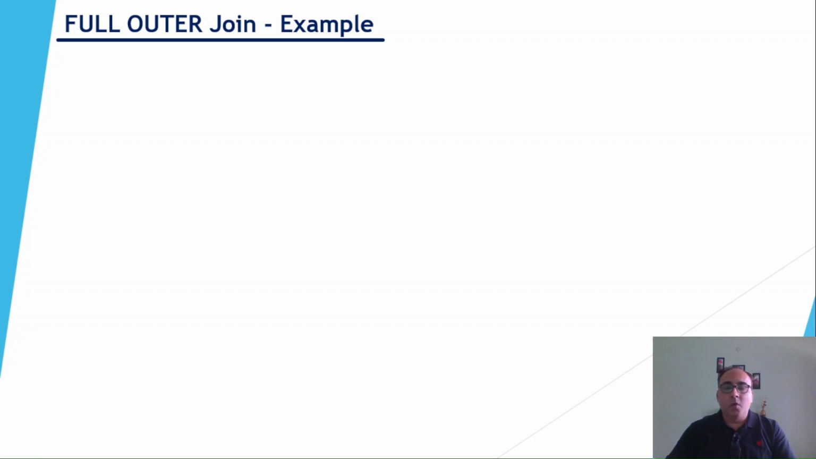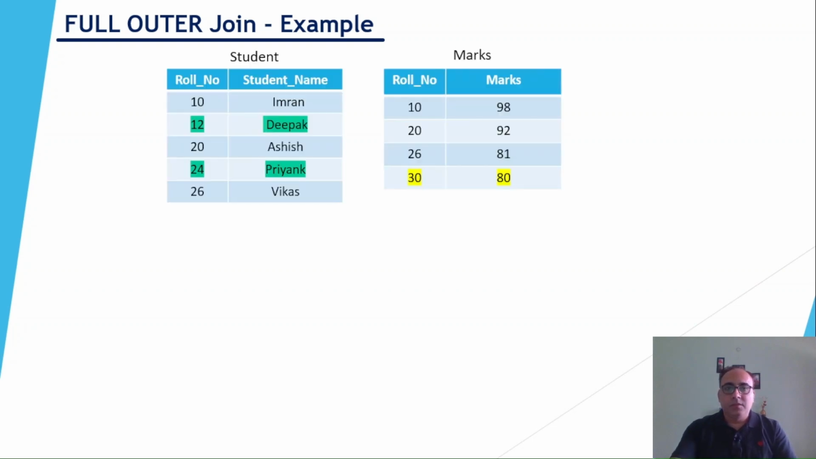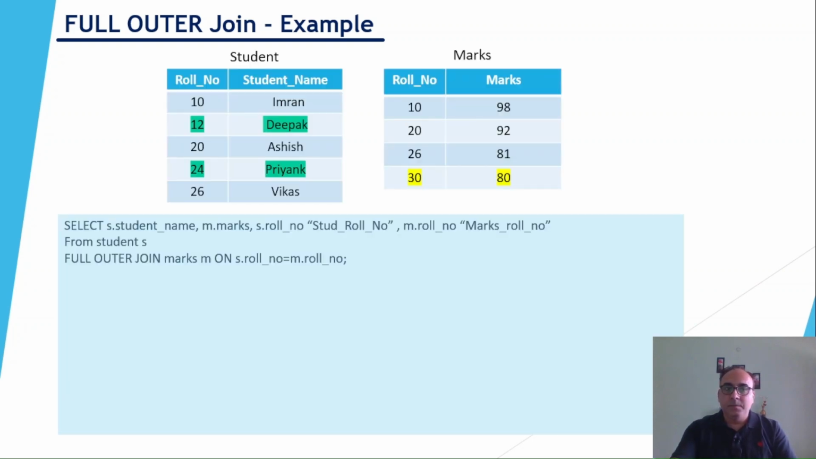Now let's talk about full outer join. The same example and the same query. The only thing is that in place of left and right join, we are applying full outer join. Now what will be the outcome?